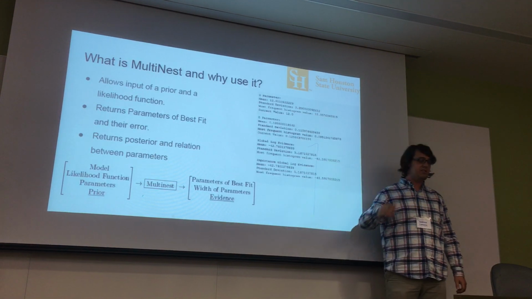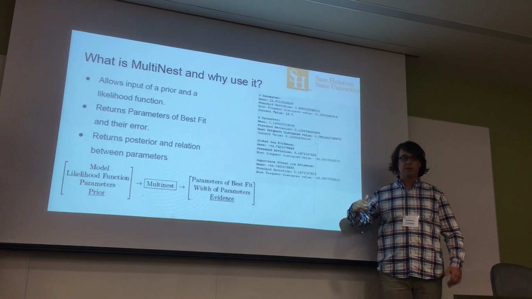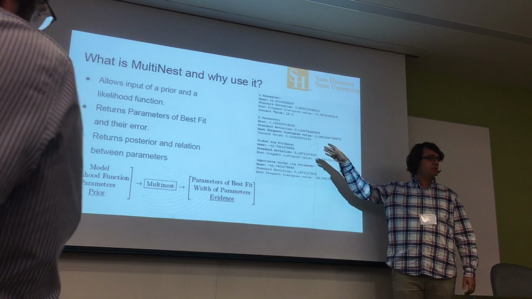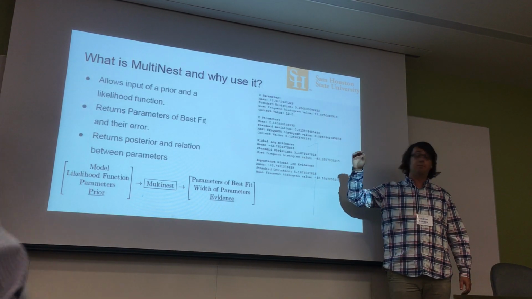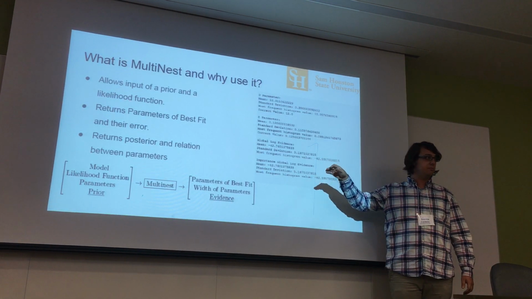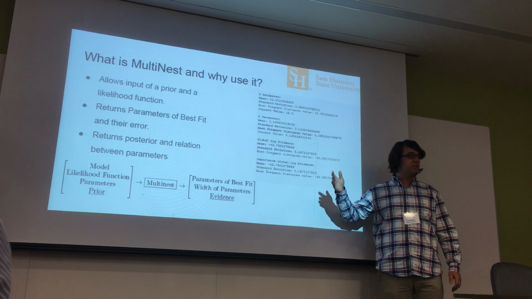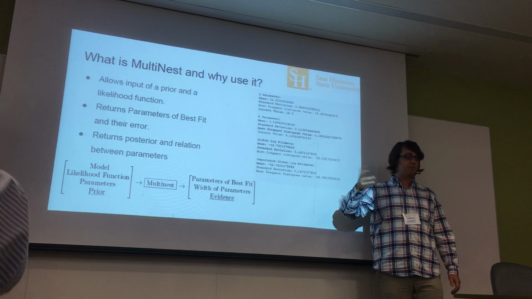So MultiNest, that was discussed a little bit in the previous talk as well. We're going to talk a lot more here. MultiNest allows us to put an input into a likelihood function, and it's going to return the parameters of best fit, the error associated with them, and the correlation between all those terms. This is different from other tools because it's a Bayesian inference tool.